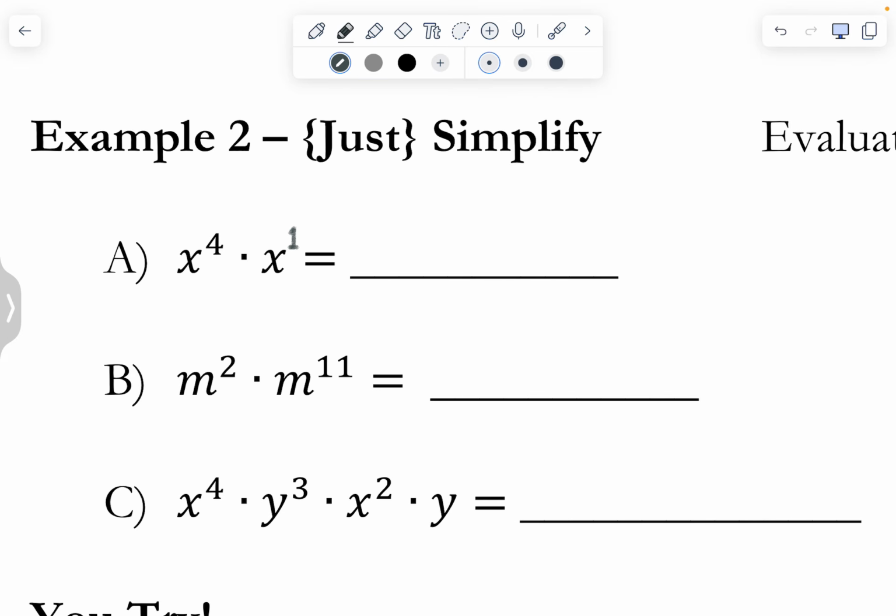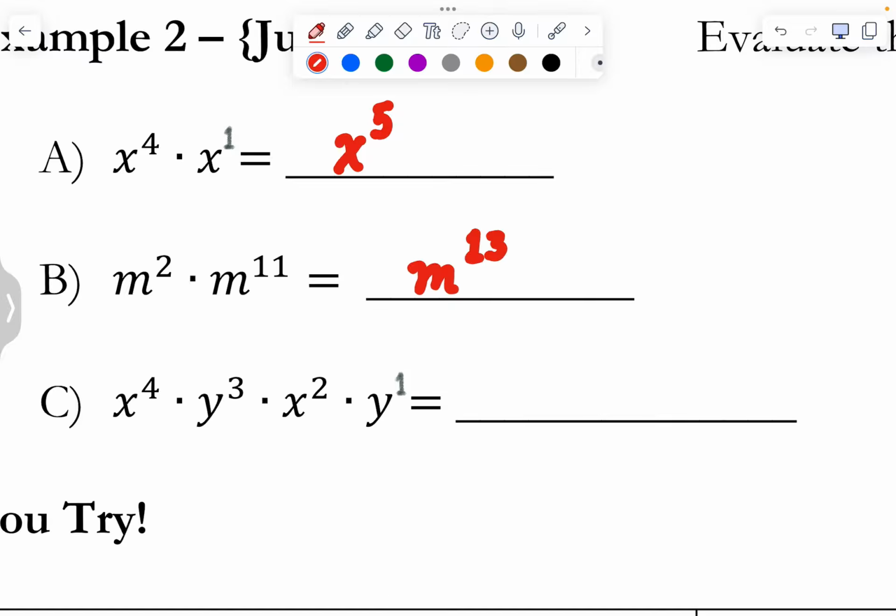Now, one thing that's important to remember, and I'm doing this on all these examples, is if I don't have an exponent, there is a 1 there. So when I combine these two, x to the fourth times x to the first, that's going to be x to the fifth. M to the second, m to the 11th, that's going to be m to the 13th. And then x to the fourth, y to the third, x to the second, y to the first. I want to be careful here. My x's, we have a 2 and a 4.